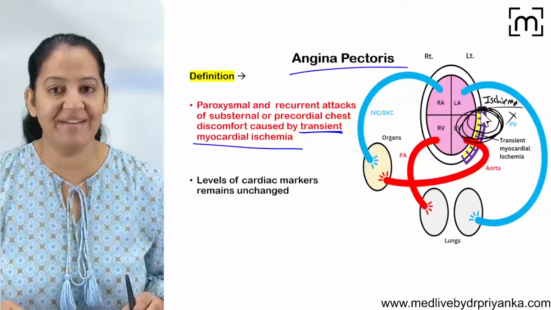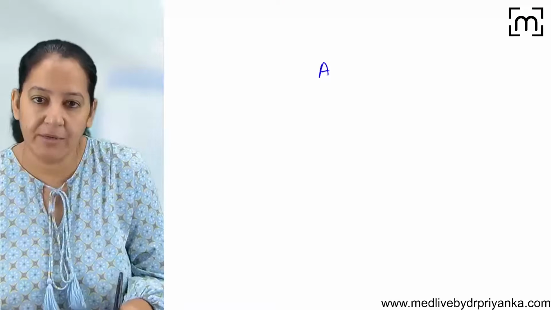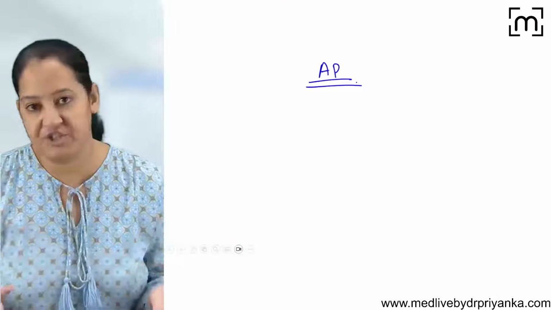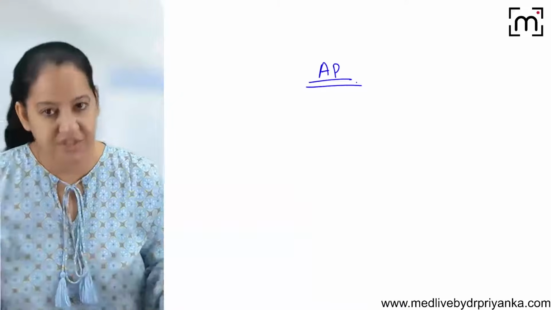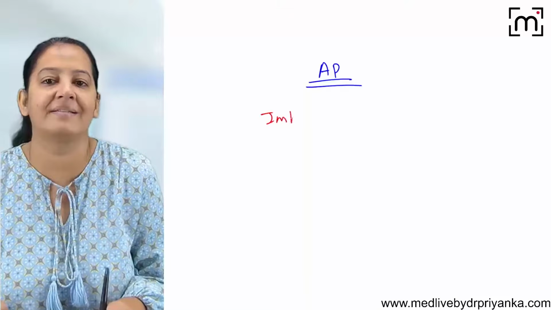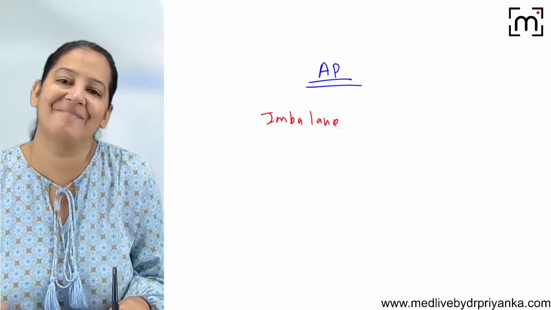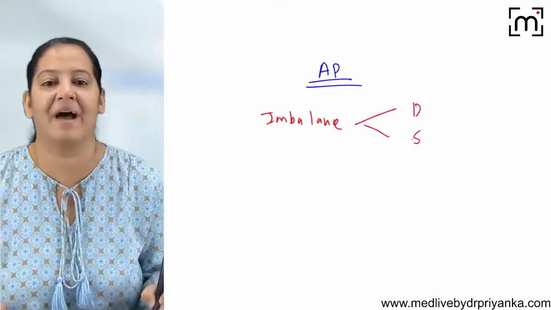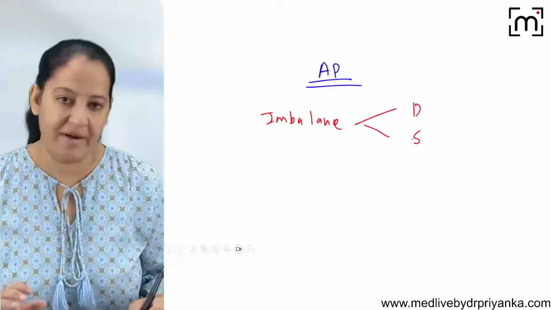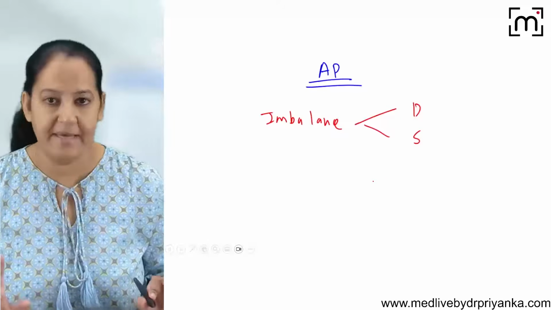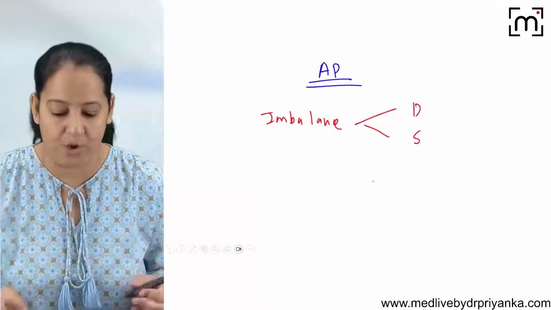What is the definition of angina? Angina pectoris. It's a type of ischemic heart disease. So of course, all ischemic heart diseases have an imbalance between demand and supply of the myocardium. Myocardial oxygen demand and supply, there is an imbalance. So that is applicable for angina also.